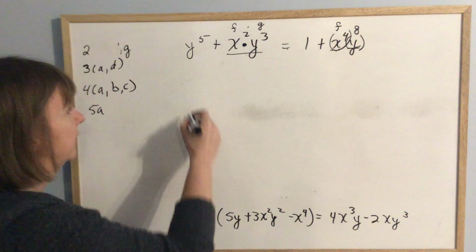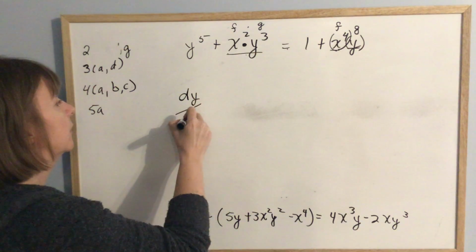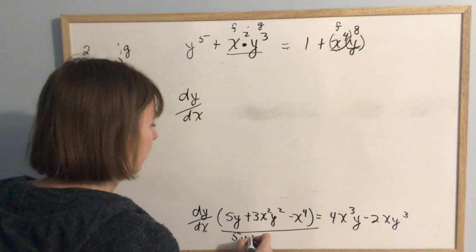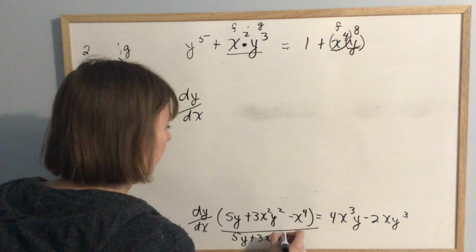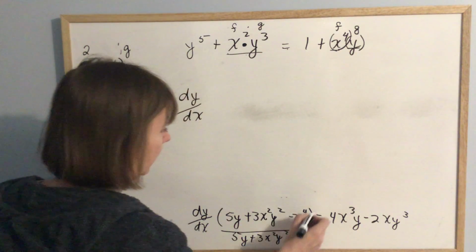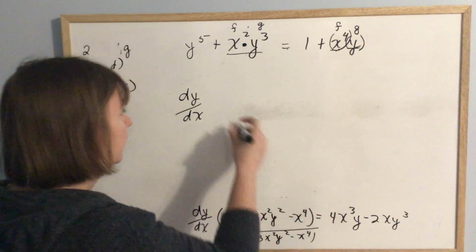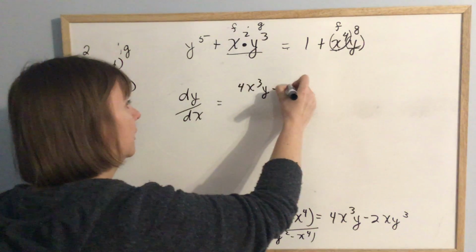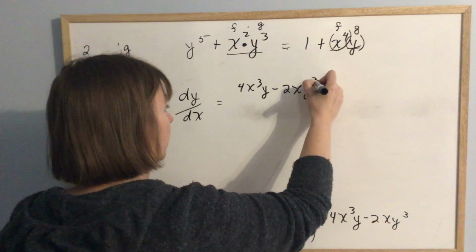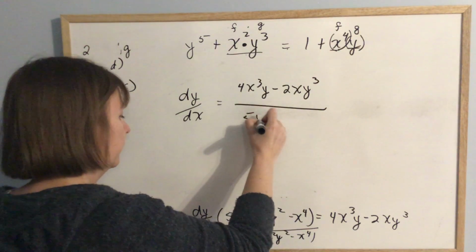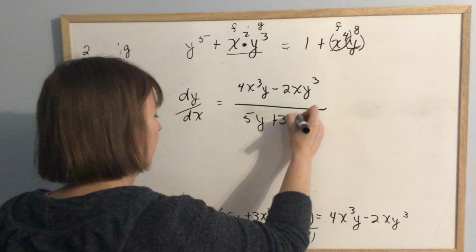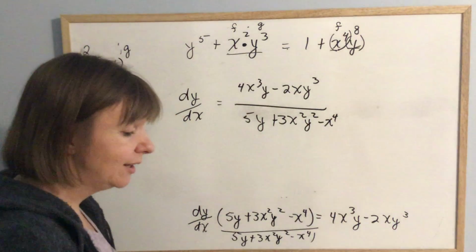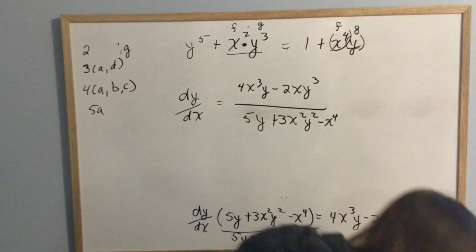I want the dy dx to be by itself. So I'm going to divide this side by 5y plus 3x squared y squared minus x to the 4th so that it will cancel. But that means I have to do the same thing to the other side. So I'm going to have 4x cubed y minus 2xy cubed all over 5y plus 3x squared y squared minus x to the 4th. There's really nothing else I can do with that.